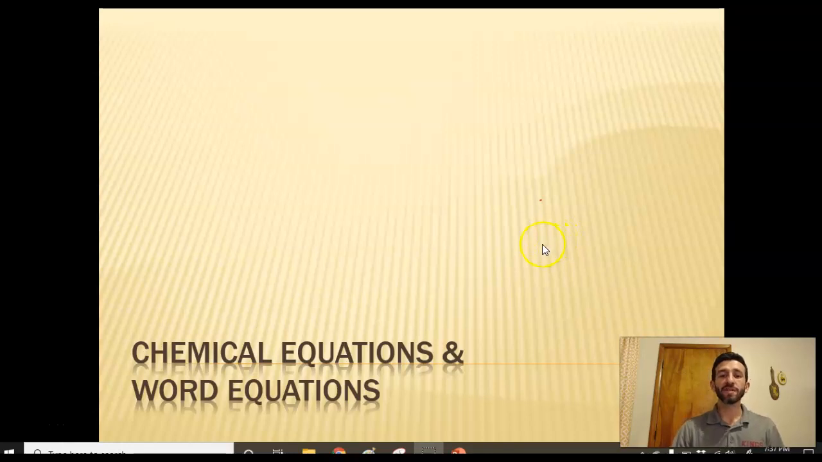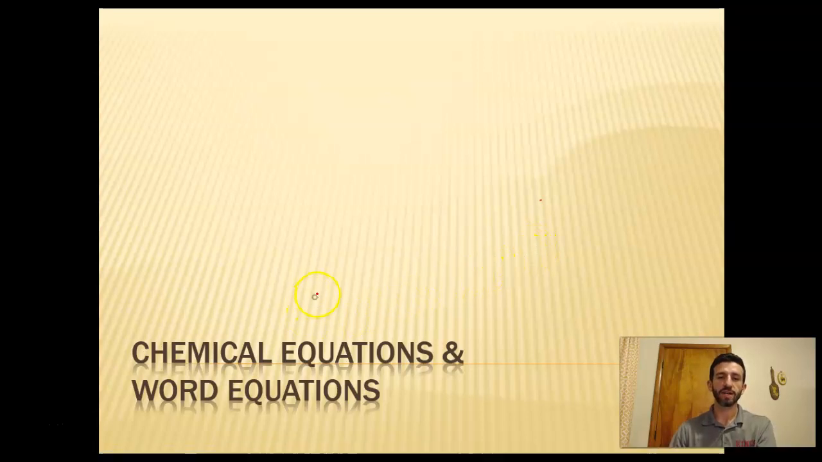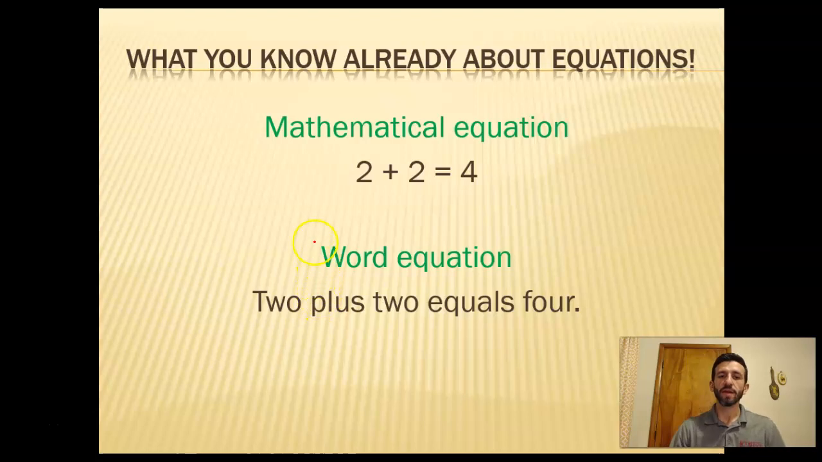Hello everyone. So today we are going to work on writing chemical equations and word equations. So let's talk about what those terms mean. First of all, a mathematical equation is something with numbers and symbols, like the symbol for number 2, the symbol for plus, and so forth. Okay. A word equation for the same thing would say the same exact thing but with words.